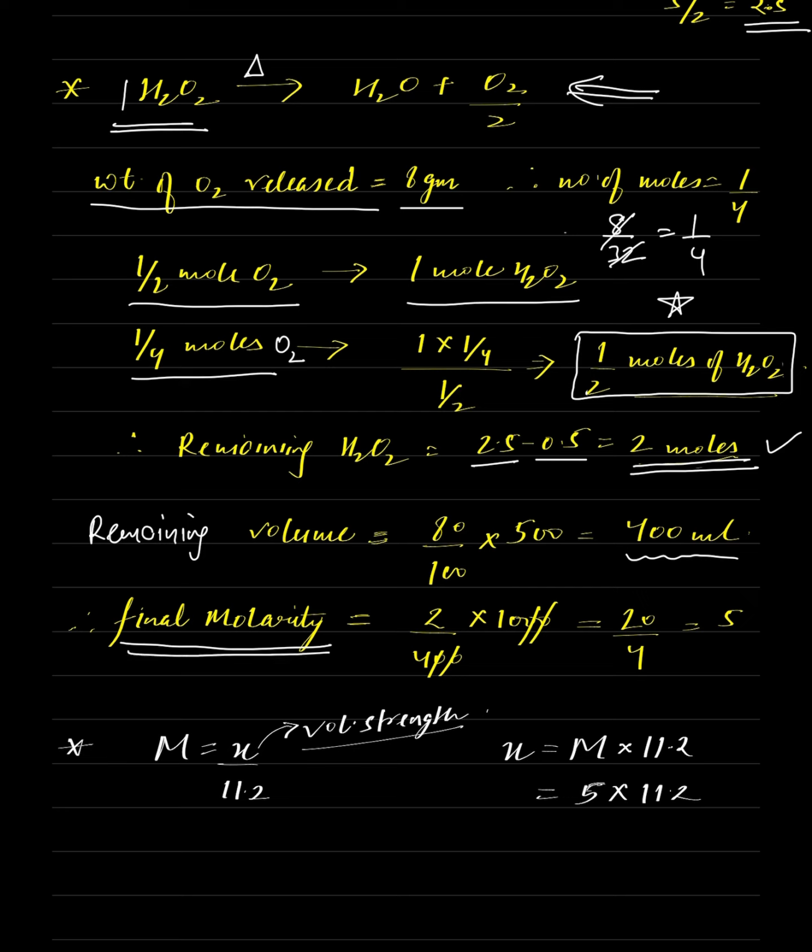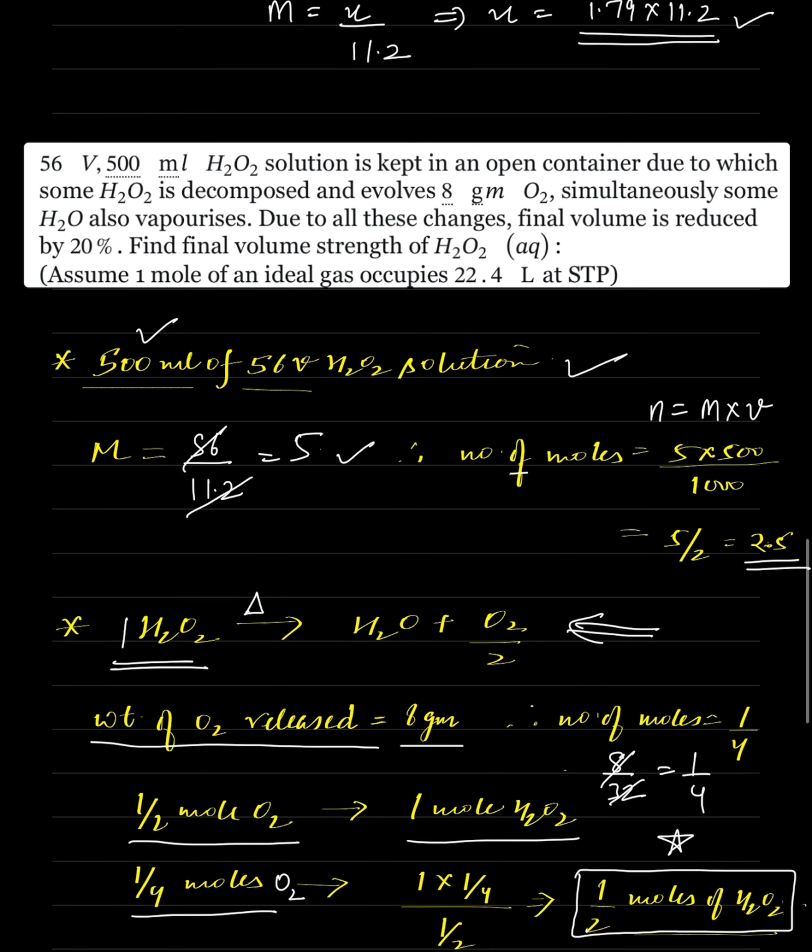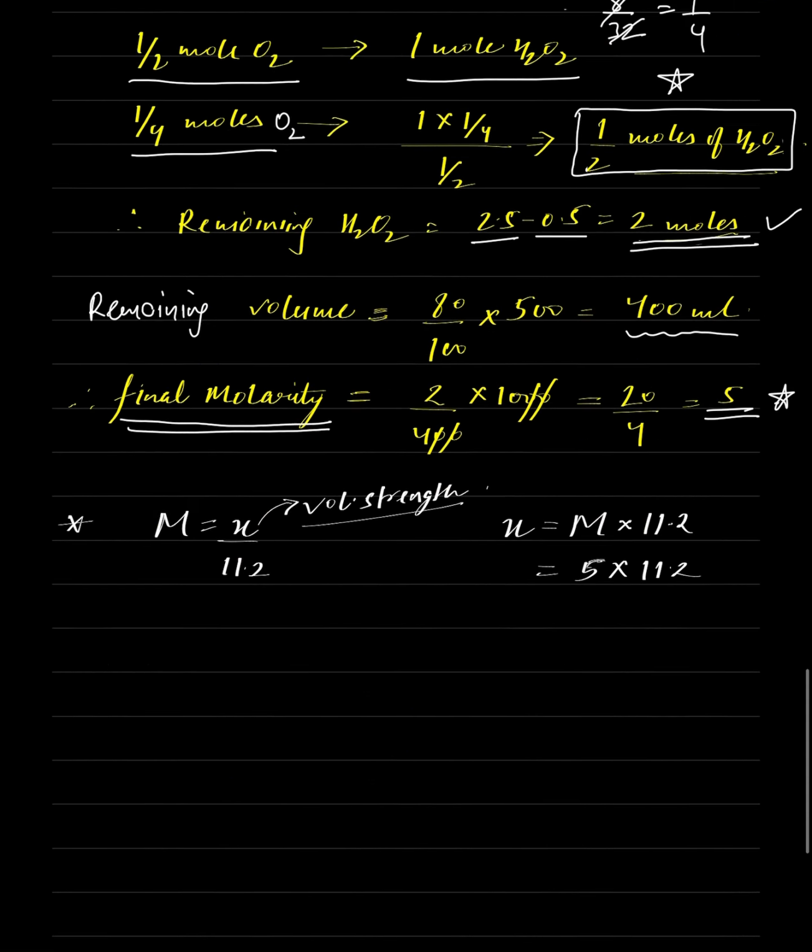Final molarity will be the number of moles divided by volume. So when we solve it, it will come out to be 5, right? So this is the final molarity of the solution. If you try to understand, the final molarity is just like the initial molarity. Initial molarity was also 5. Now because molarity is the same, the volume strength will also be the same, right?